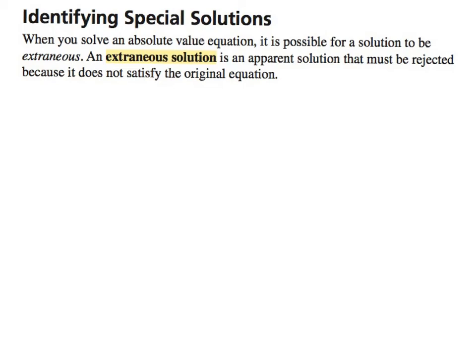All right, so now let's start off with a really fun word. Repeat after me, extraneous. There you go. Say it one more time. Extraneous. So here's what it means. When you solve an absolute value equation, it's possible that a solution is going to be extraneous. An extraneous solution, vocab word, is an apparent solution that must be rejected because it does not satisfy the original equation. Basically, you're going to take your answer and plug it into the original equation. If it doesn't work, it's an extraneous solution. So let's try this out.